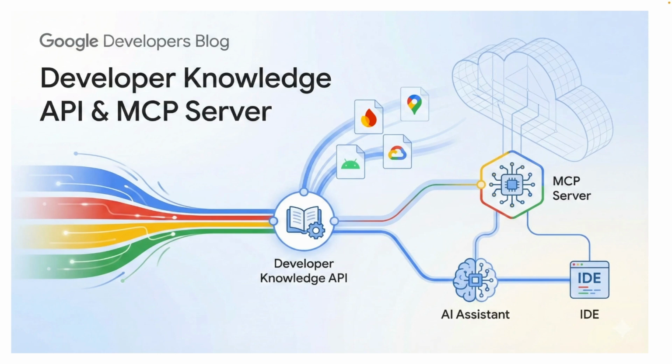So instead of guessing how to use a new Firebase feature or any sort of networking feature in Google Cloud, your AI can now look up the exact correct answers from the official documentation in real time by using the Developer Knowledge API MCP server. We'll see a very quick demo of how to use the MCP server in Anti-Gravity or Gemini CLI or any sort of MCP client.